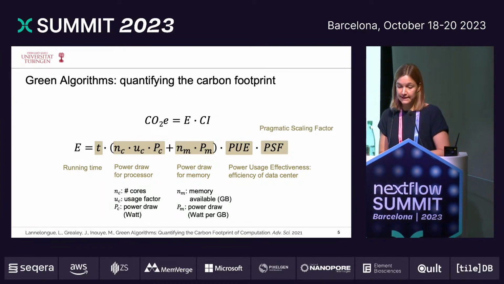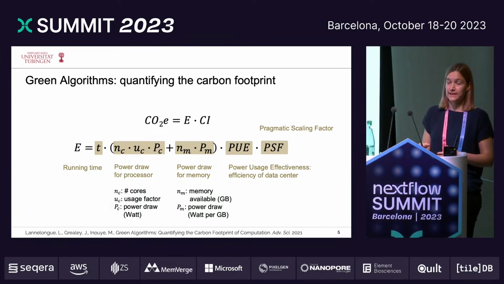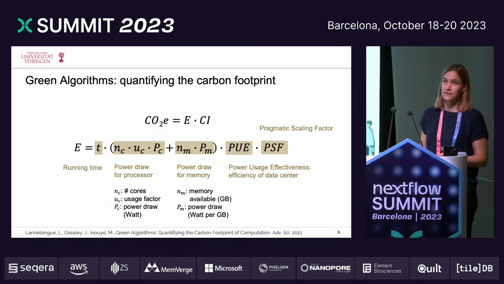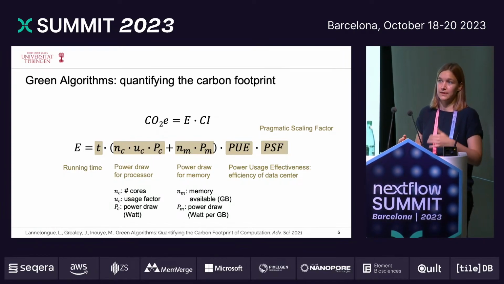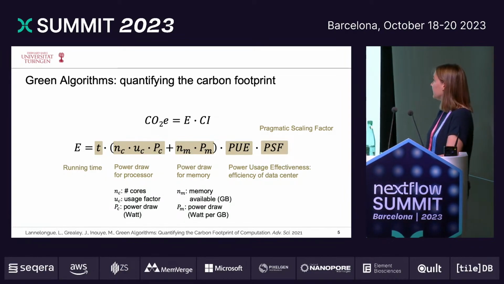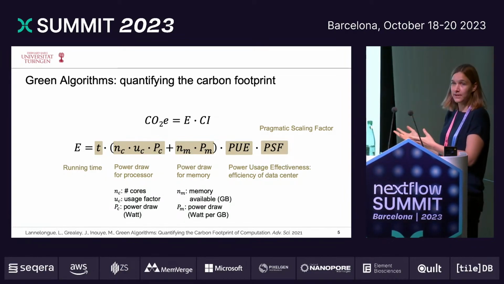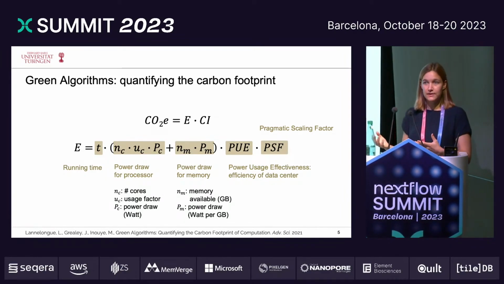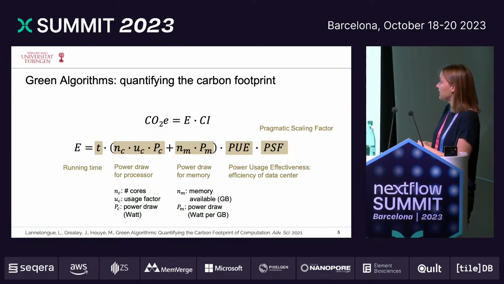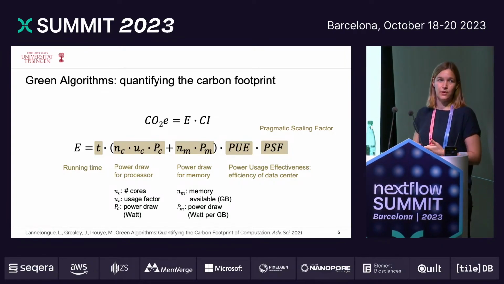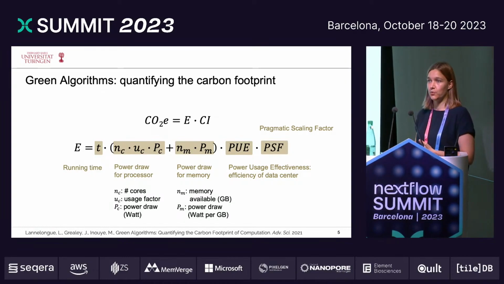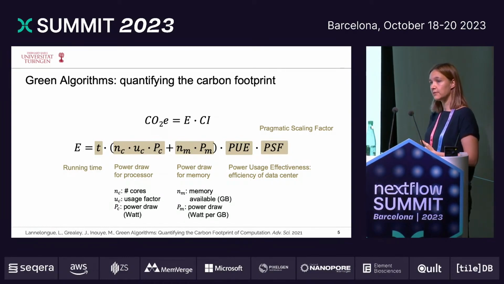And last but not least, it's also including a pragmatic scaling factor, which includes the fact that most of the algorithms are run multiple times before the actual final results can be generated. And when looking at this formula, we can see already what the main important factors contributing to this are. So first of all, the efficiency of our computations, so how much time, memory, and how many cores do we need. But also the requested resources.